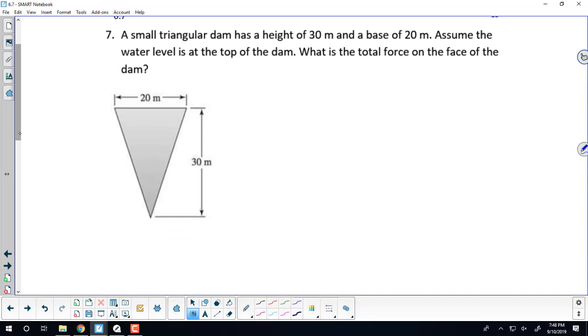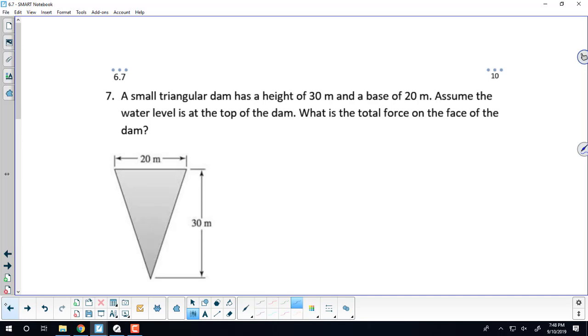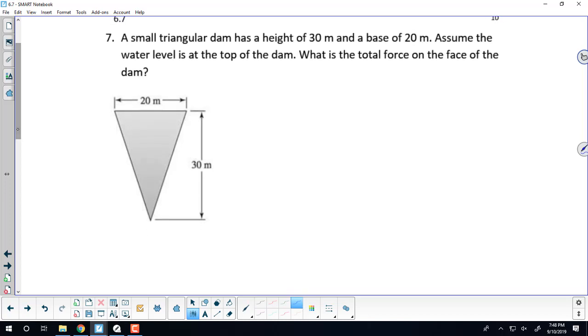All right, let's look at an example of that. We have a triangular dam, height 30 meters, base 20. Assume the water level is at the top of the dam. What is the total force on the face of the dam? So it's really the same approach as when we're looking at how much work is done, but we're paying attention to the width of the cross sections instead of the area of the cross sections.